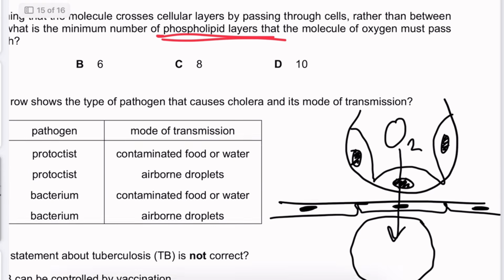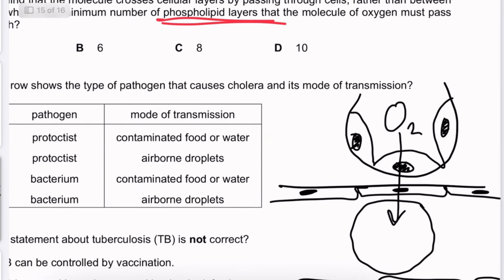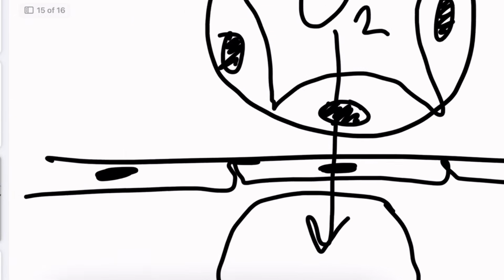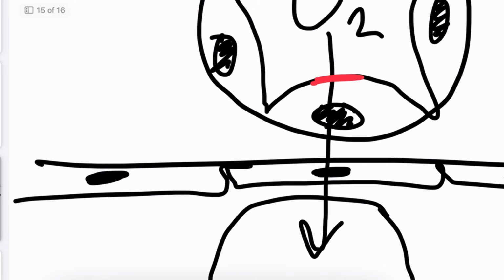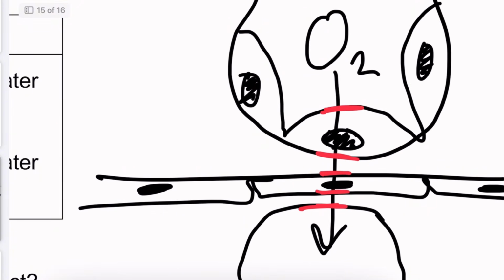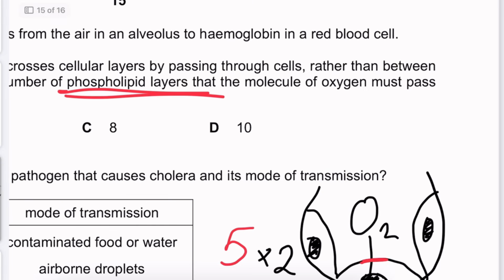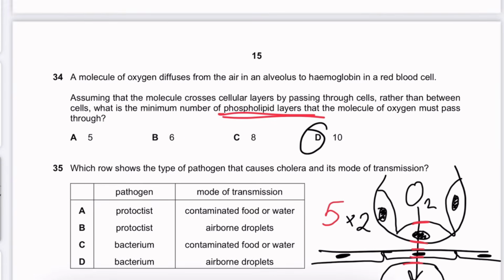So first of all, in a membrane, there's a phospholipid bilayer. Let's just count membranes and then we're going to multiply everything by 2, because in each membrane there are 2 phospholipid layers, okay? So here we cross a membrane, here we cross the second, third, fourth, and fifth. Remember he said that we have to cross all cells. We can't go in the gaps between cells. So there's 5 membranes, so you multiply that by 2 to get the number of phospholipid layers, and that's 10.